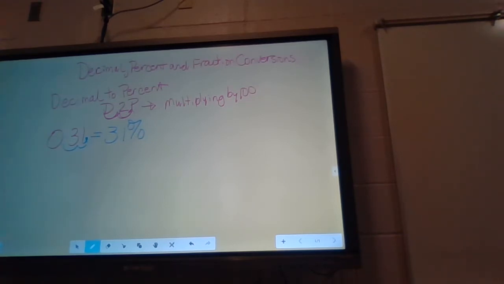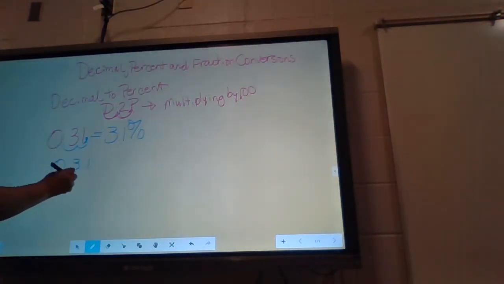Which is the same as multiplying by 100. Because if I said 0.31 times 100, 0, 0, 1, 3. We don't have to write that leading zero. So I got 2 spaces here, 2 spaces here. I end up with 31. And I put my percent sign at the end because I'm converting a decimal to a percent.